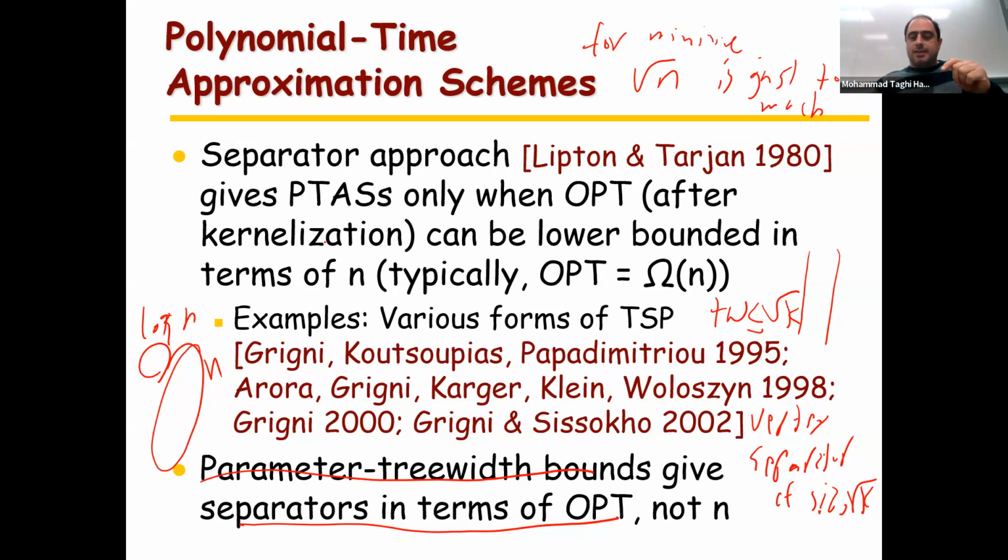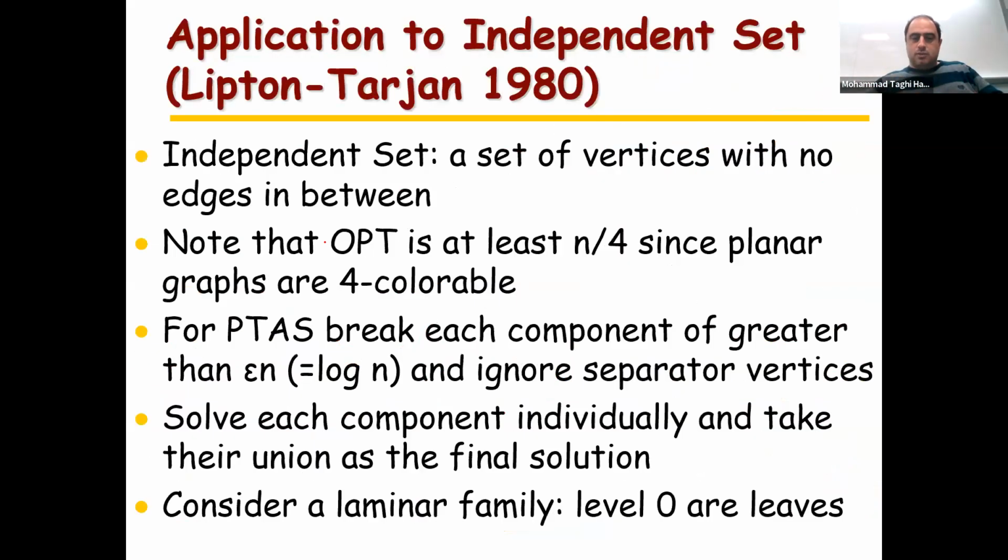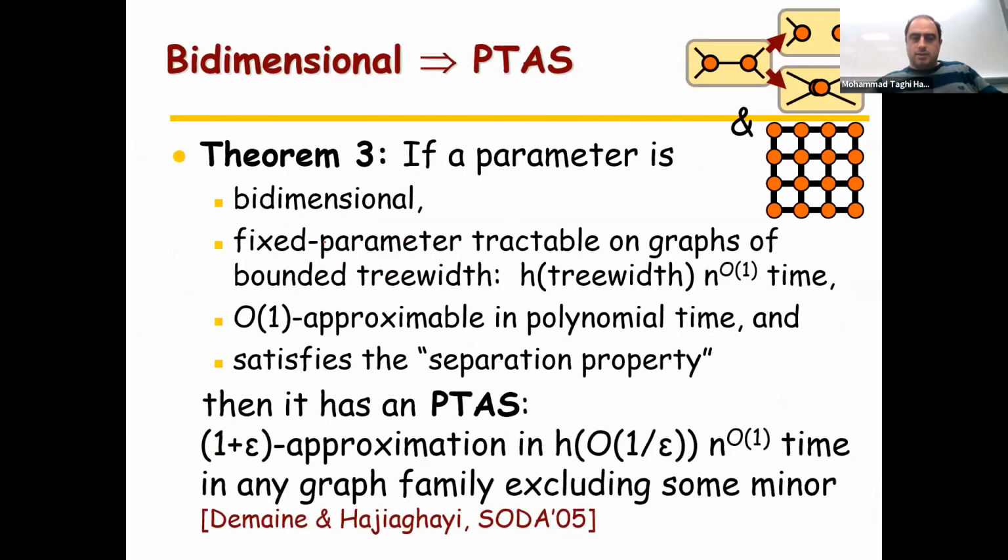Then the question is that there was another condition that I needed to have here. What was the other condition? The other thing was that there should be an order one approximable, or order log n approximable, algorithm in polynomial time, as I mentioned. Why did I need that?